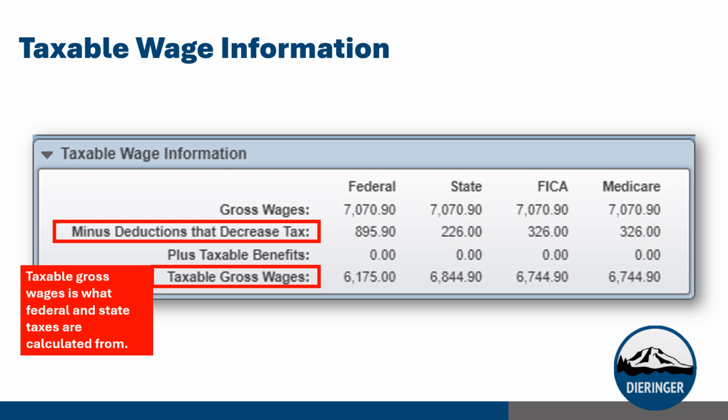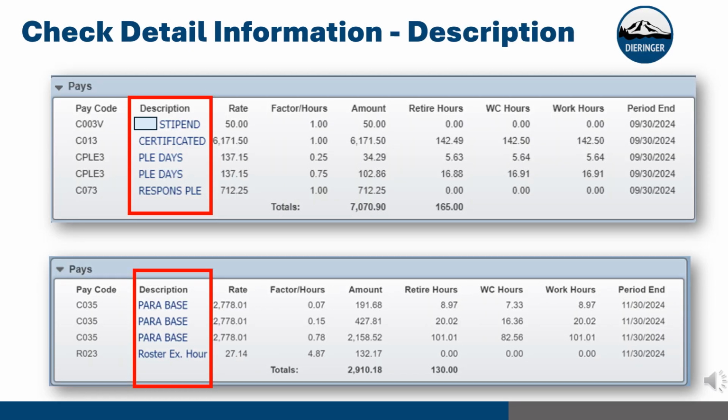overall taxable income. The next section is titled Pays, and this is where all of your pay items are listed, which includes your base pay, stipends, and extra hours. Pictured here is a screenshot of a Pays section for a certificated teacher, and below that is a screenshot for a para. The description field is used to provide a short description of the type of pay.